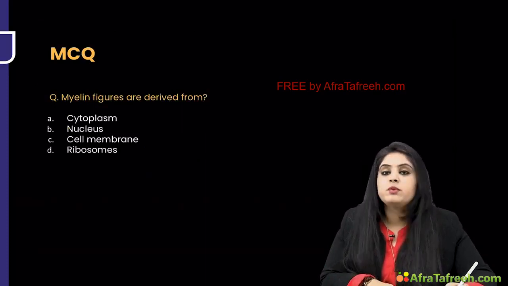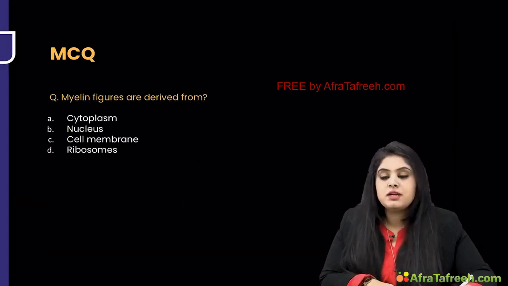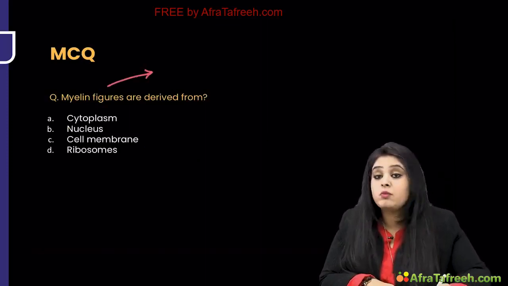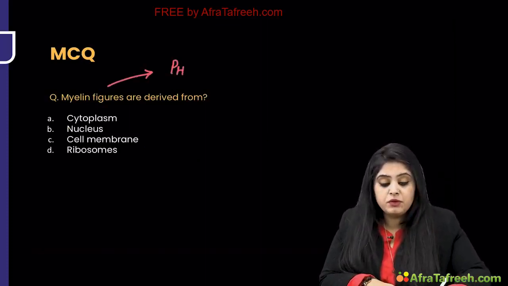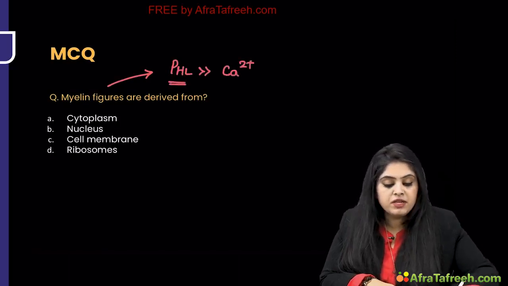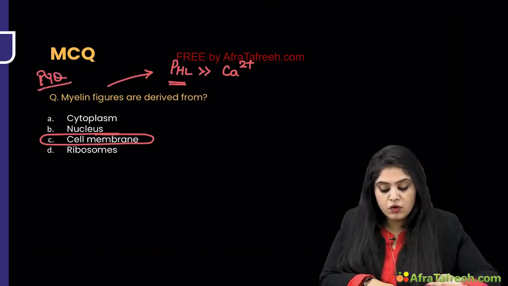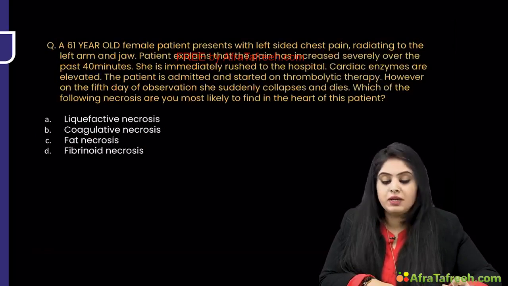So, first and foremost, where do you see myelin figures? What are myelin figures derived from? Myelin figures were made up of what, guys? They were made up of phospholipids and calcium. So, where should a phospholipid come from? Phospholipid is going to come from the cell membrane. That is a previous year question. Let's move on to the next question, a lengthy one.